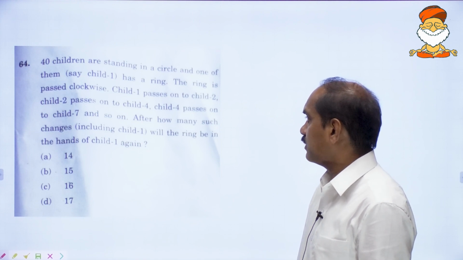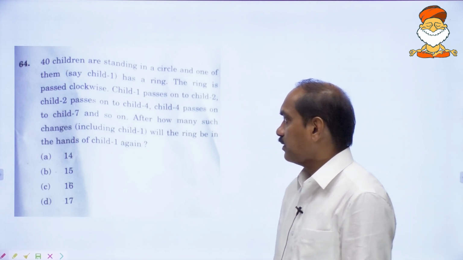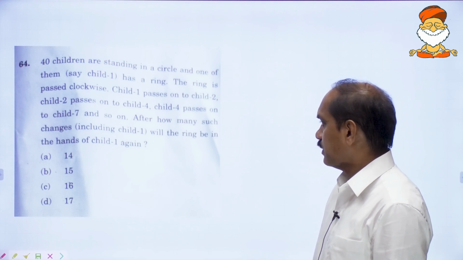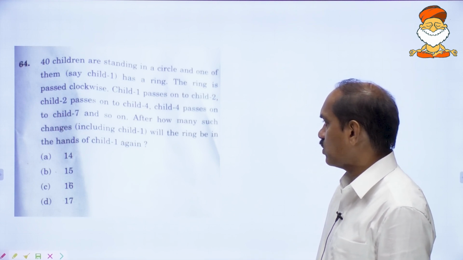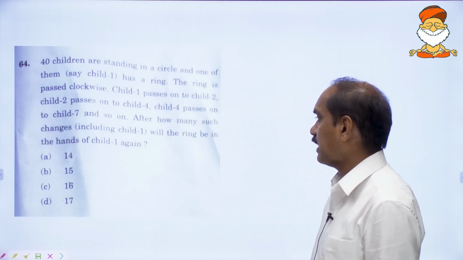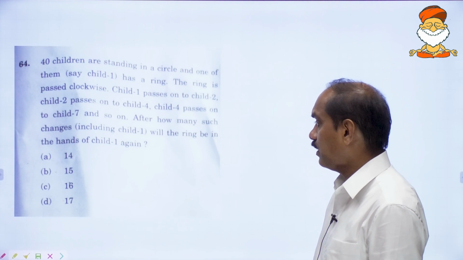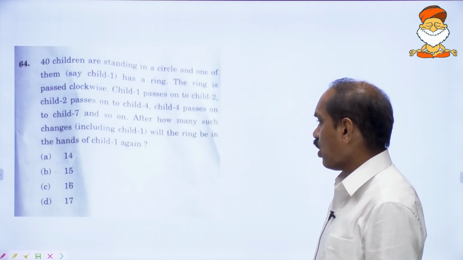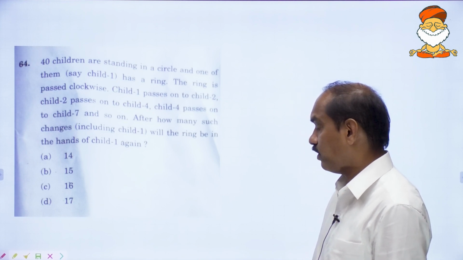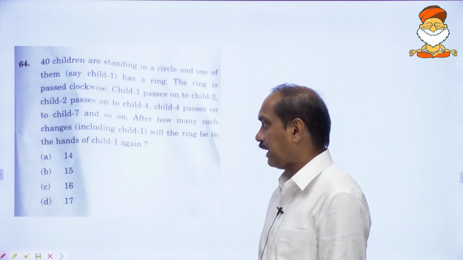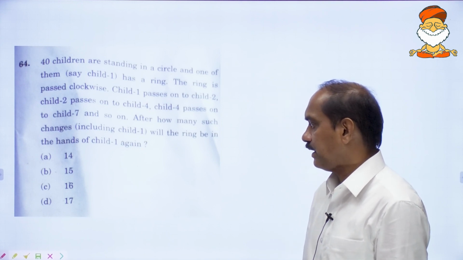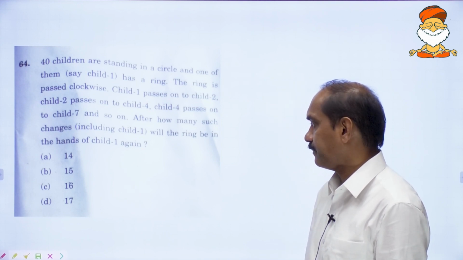40 children are standing in a circle, and one of them, say child 1, has a ring. The ring is passed clockwise. Child 1 passes on to child 2. Child 2 passes on to child 4. Child 4 passes on to child 7, and so on. After how many such changes, including child 1, will the ring be in the hands of child 1 again? Your options are 14, 15, 16, 17.